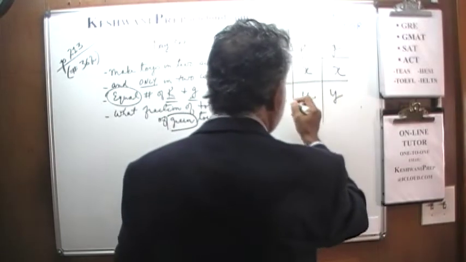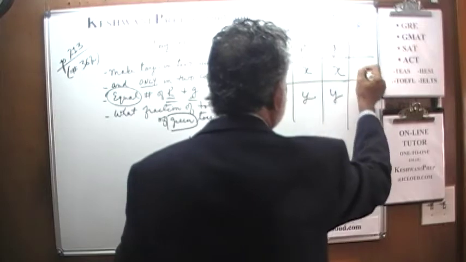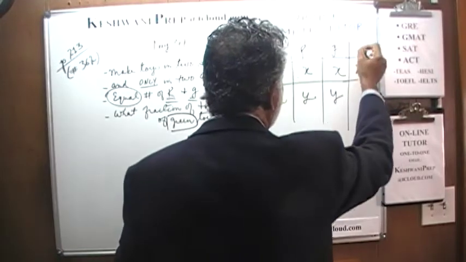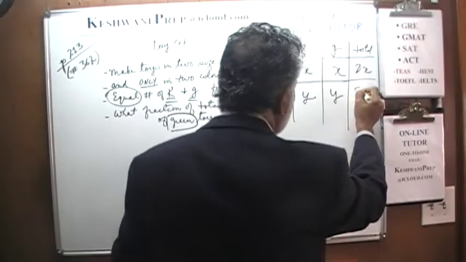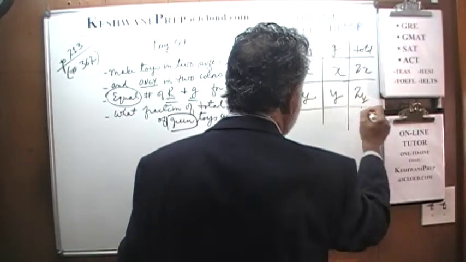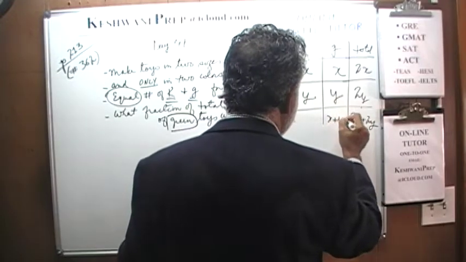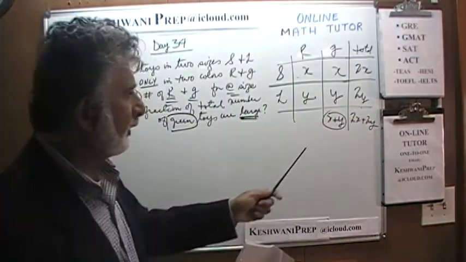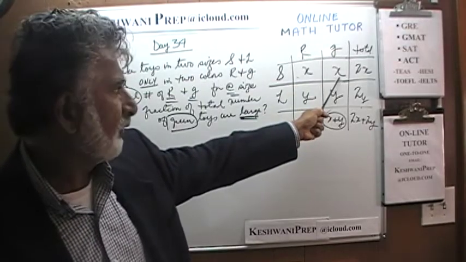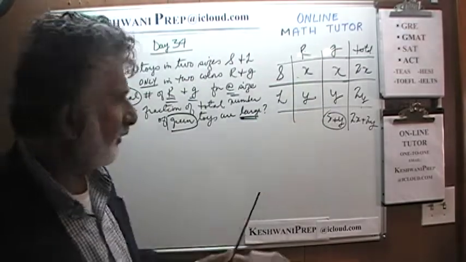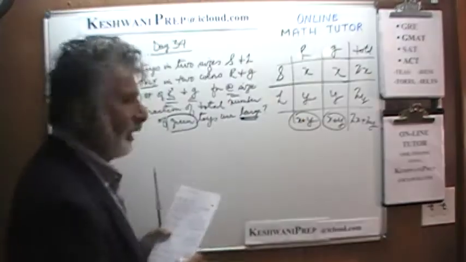Y of the large one in green. And therefore, the total we have here, we have 2x total toys in small size, and 2y total toys in large size. And altogether, we have 2x plus 2y. Here we have x plus y. X plus y is the number of toys that we make that are green colors. X of them are small size, y of them are large size. And similarly, we have x plus y number of toys that are red colors.